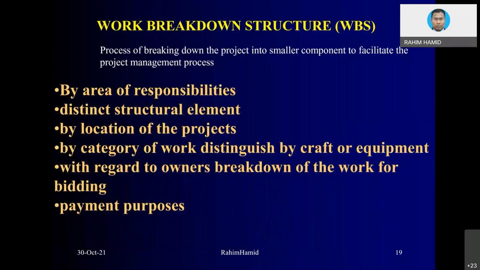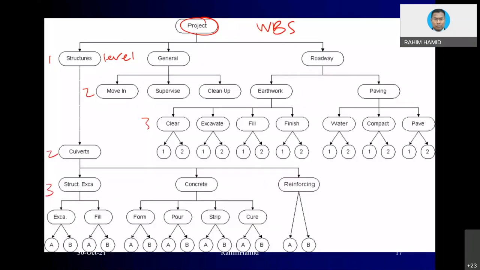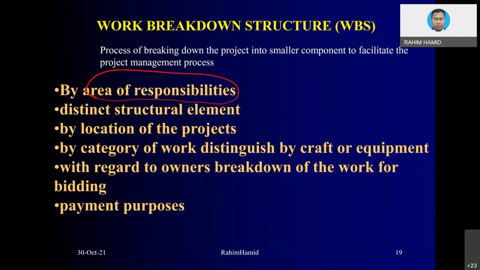Okay, WBS, work breakdown structure. We normally split the work breakdown structure according to area or responsibility. There are many ways that we can split. For instance, in this situation, we split using what we call roadway, general, and structure. That is normally related to category of work. We can also differentiate according to structural element, such as substructure and superstructure, meaning columns, beams, floors, or slabs, etc.